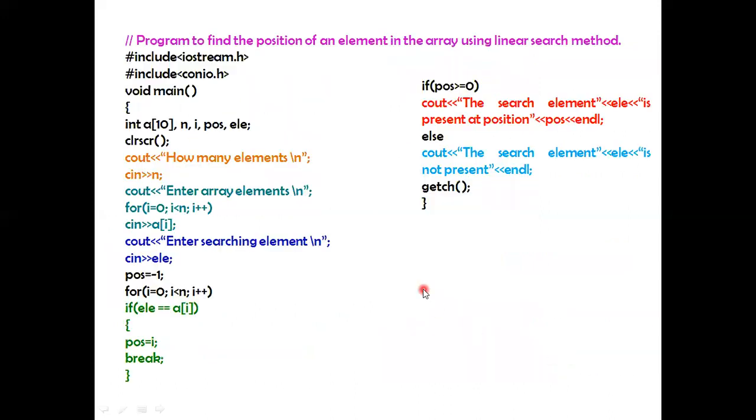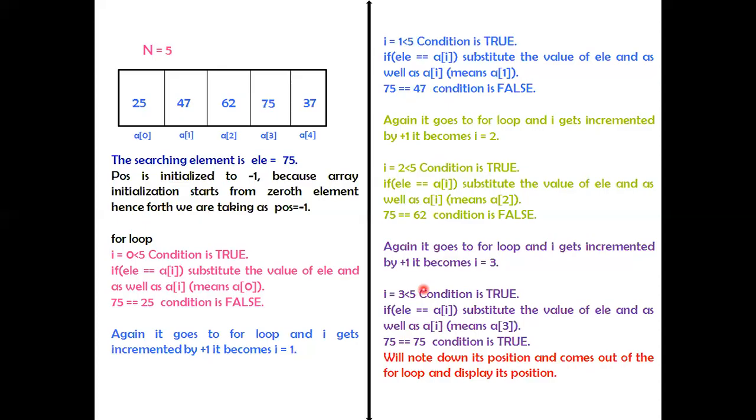Suppose we consider the second case. Same array, and instead of searching for element 75, we'll go for 50. Is 50 there in the list or not? 50 is not there in the list. So it starts searching right from the beginning. 50 is equal to 25? No. 50 is equal to 47? No. 50 is equal to 62? No. 50 is equal to 75? No. 50 is equal to 37? No. 50 is not there in the list.